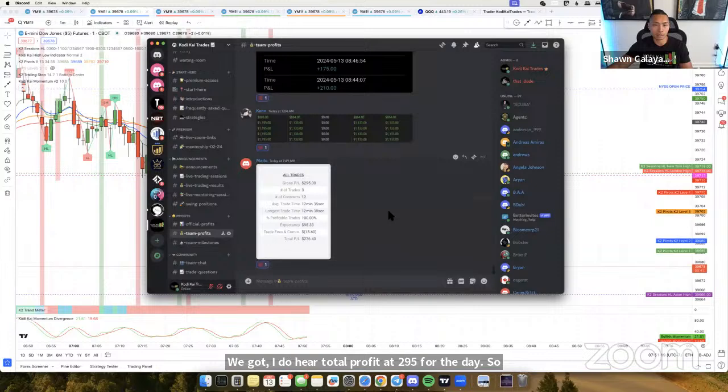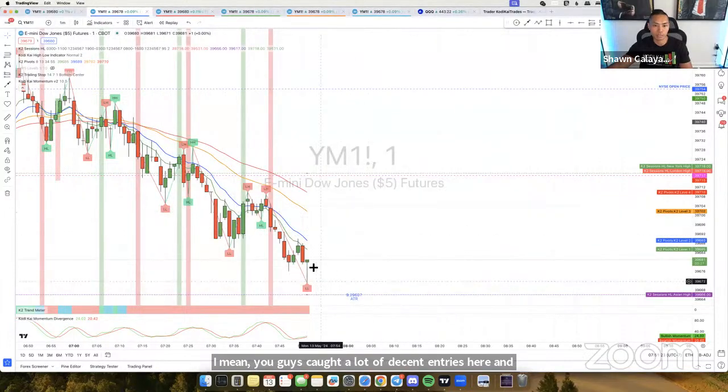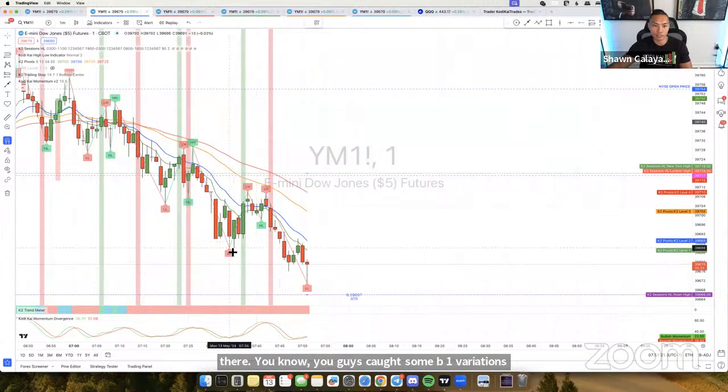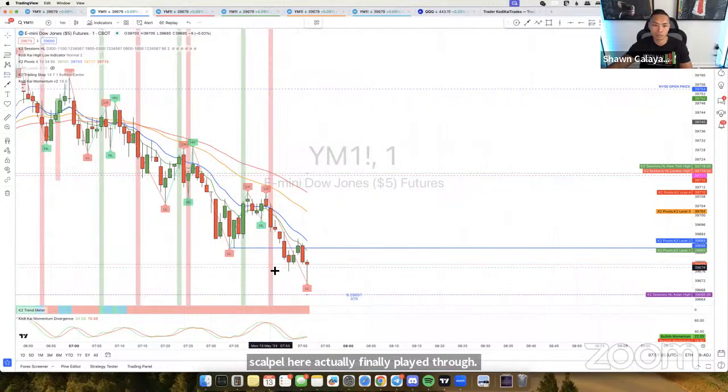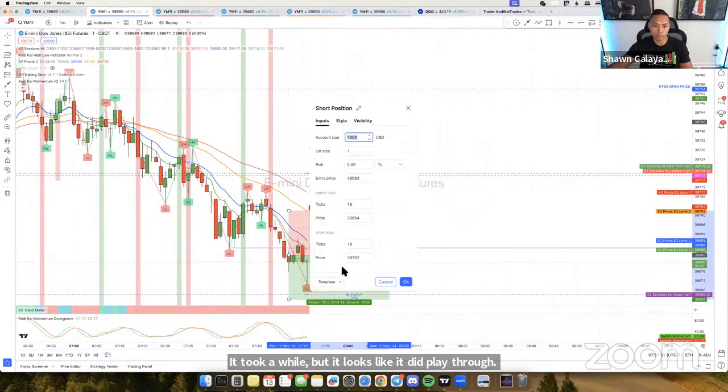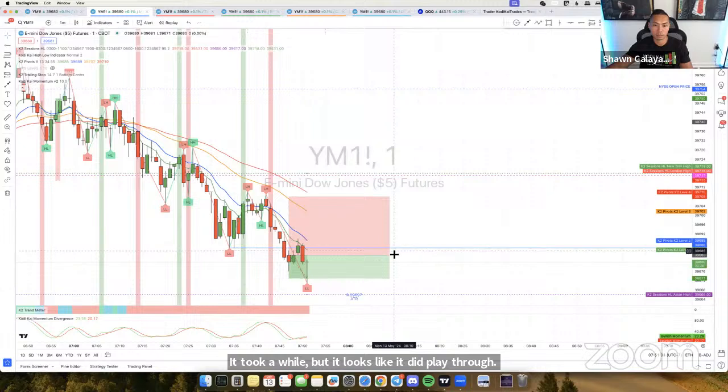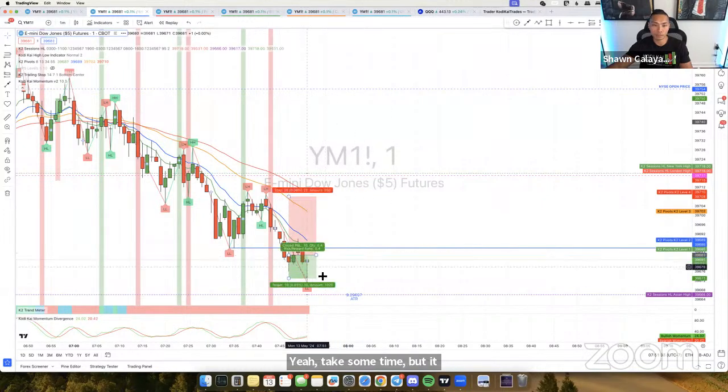You guys caught a lot of decent entries here and there. You caught some V1 variations and some of the small moves. That high-low scalp over here actually finally played through. It took a while, but it did play through, the high-low scalp that you guys were looking at. It took some time, but it did spike down there and it went straight through.